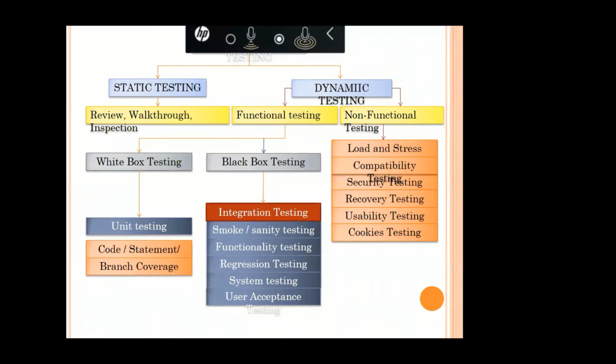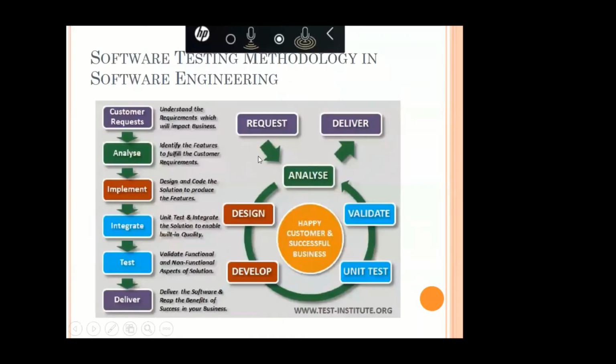In regression testing, first of all, in the SDLC process, we get the customer request. Then we do analysis. Once analysis is done, it comes to the implementation stage. After that it goes to integration, where unit test and integration test will start. After that, the testing will start.